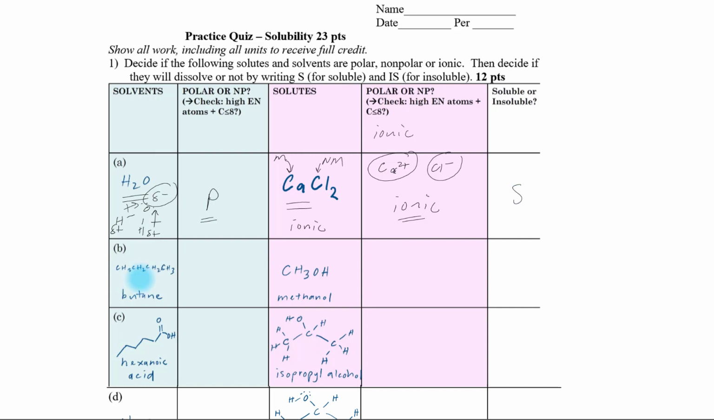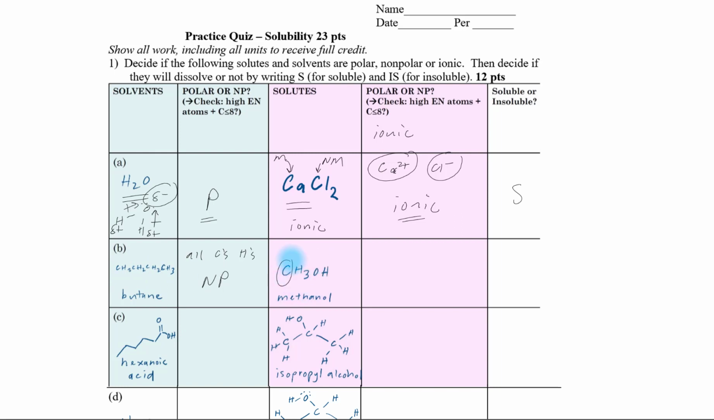All right, let's look at the next one, butane. All it is C's and H's, so it's all C's and H's, and that's going to be nonpolar. So you want to be looking for O's and N's on large molecules like that.